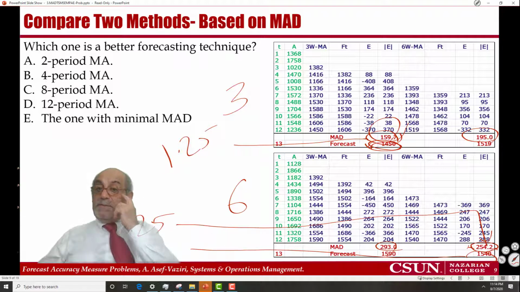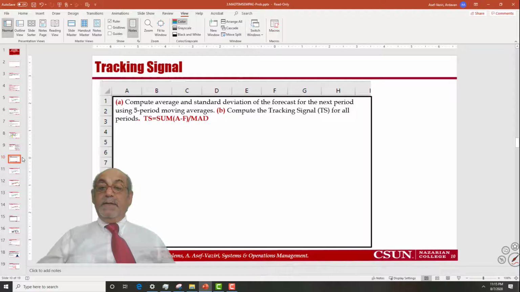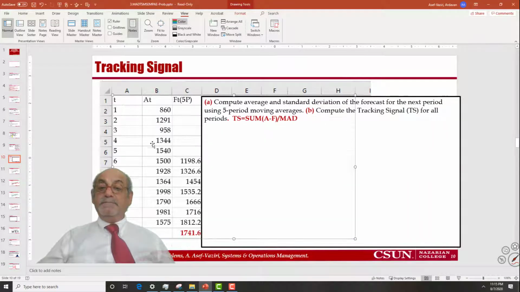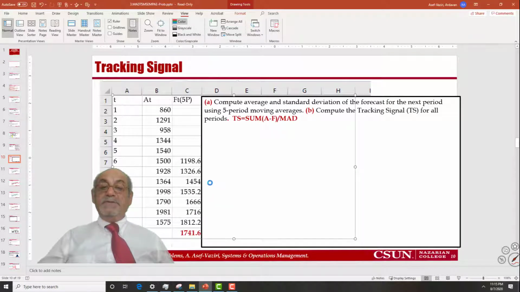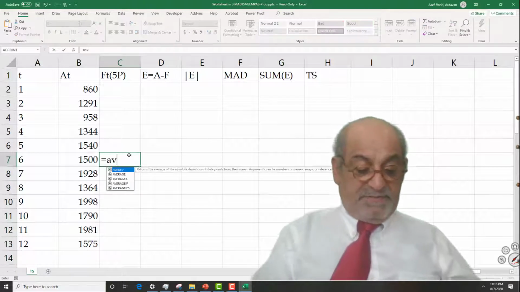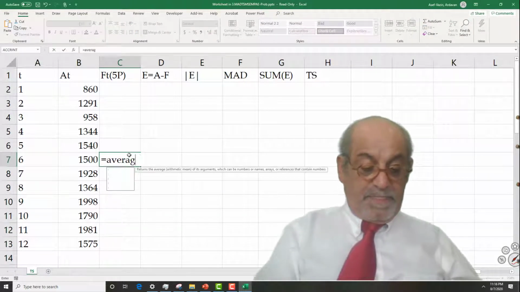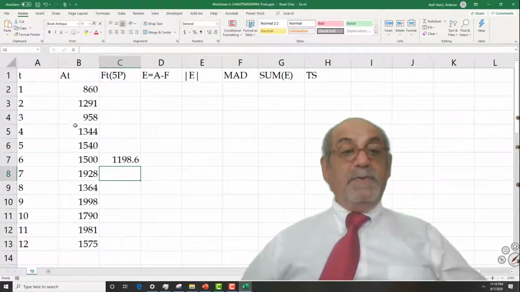So here the problem asks us to compute the 5-period moving average and then compute the tracking signal. I quickly do it and show. Right click and open the Excel sheet. For the 5-period moving average, you go to period 6, equal to average of 1, 2, 3, 4, 5. Enter. Copy down.